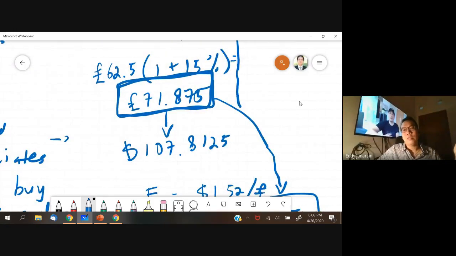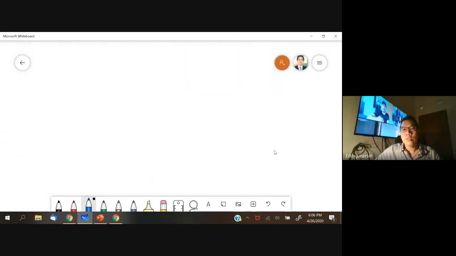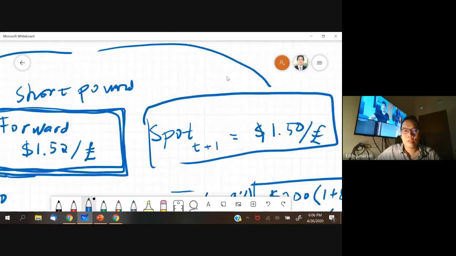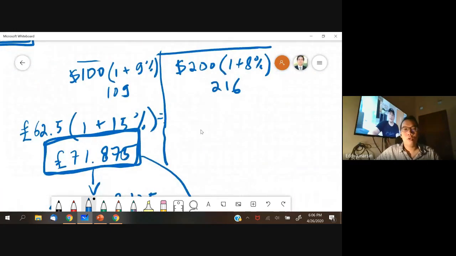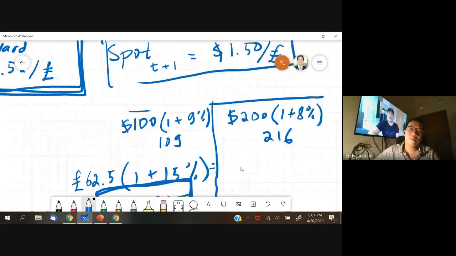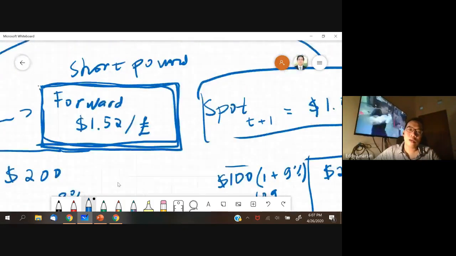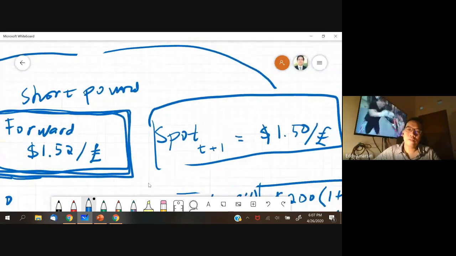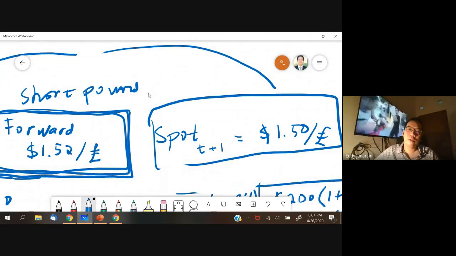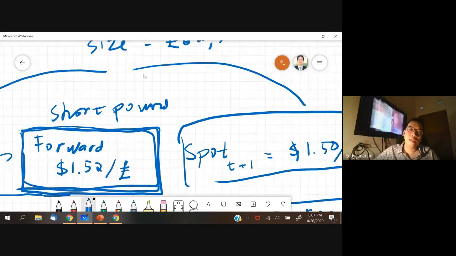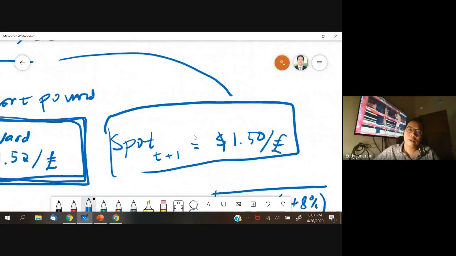So let me repeat the process. You have a 62.5 million investment in UK pounds that will grow by 15%. So you know that next year you will have 71.875 million pounds. This is the amount that you will expect next year. If you do nothing, then you might succumb to what you are afraid of, which is the decreasing pound value. And you see here, if you do nothing, what you are afraid of does come to pass, right?